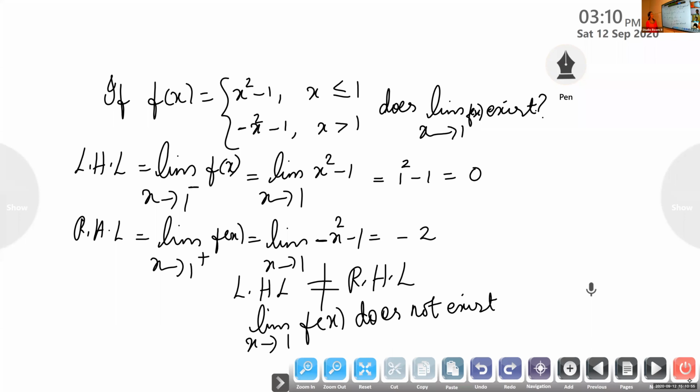If the left hand limit is equal to the right hand limit, then we say that the limit of the function exists. Is it okay, children? Is it clear? Yes, ma'am.